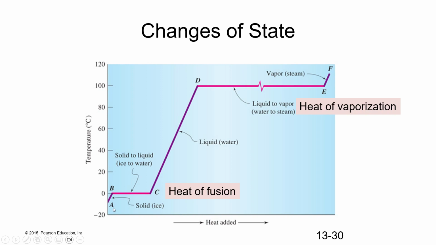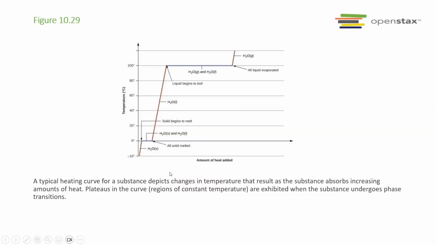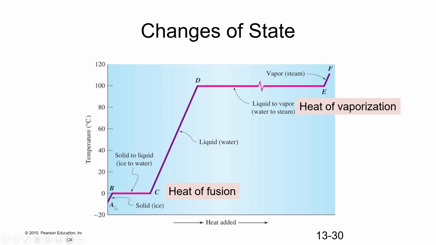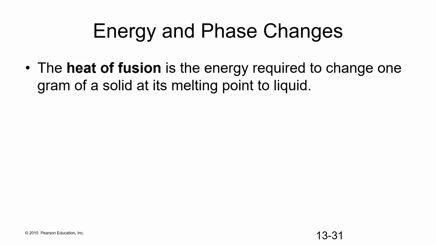Here is another example of a heating curve. You have solid down here. This solid is going to melt. Then you have liquid. The liquid is going to evaporate. And then you have the gas or the steam. The heat of vaporization is when it's going to evaporate, and the heat of fusion is when it goes from liquid back to solid. The heat of fusion is the energy required to change 1 gram of solid at its melting point to liquid.